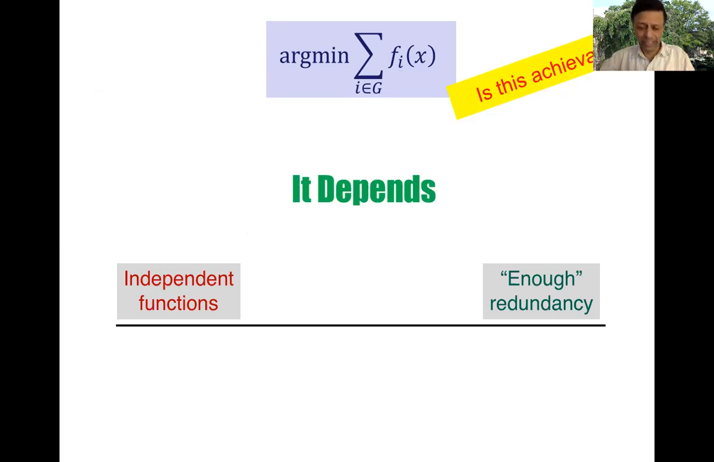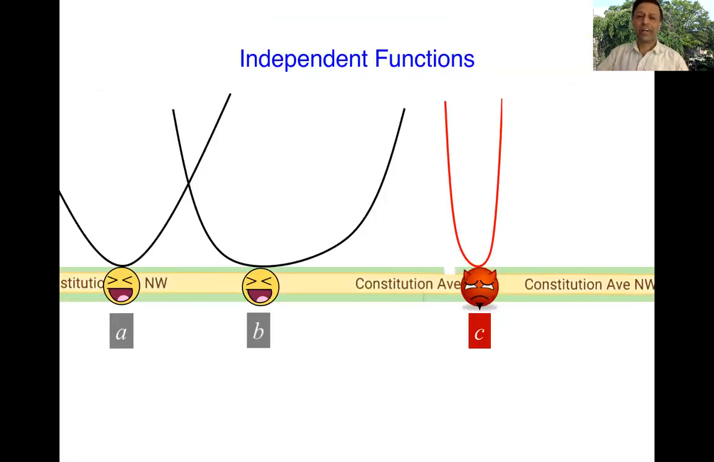But this is a spectrum of possibilities, independent cost functions on one end, and at the other end, we have enough redundancy. And I'm going to talk about the redundancy part a bit more today. And then there is this range in between where you have maybe some redundancy, but not enough to solve this problem. And I'll tell you a little bit about both the extremes, and hopefully you get a feel for the space of problems that exist, and something about the solution space as well. So let's talk about the independent functions first.